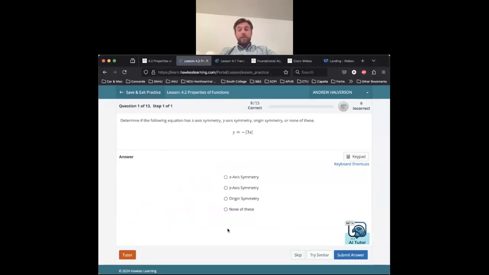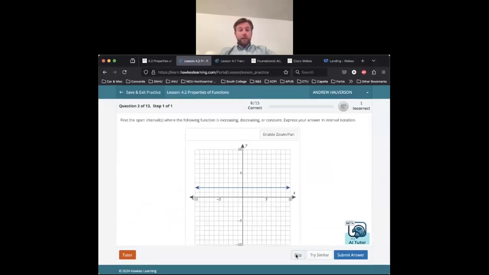Okay, so let's see some more properties. Find the open interval for which the following function is increasing, decreasing, or constant. That's one of the other properties: we want to know the intervals at which the graph itself is rising, falling, or flat. Rising, falling, or flat. Let's take a look at this one right here.